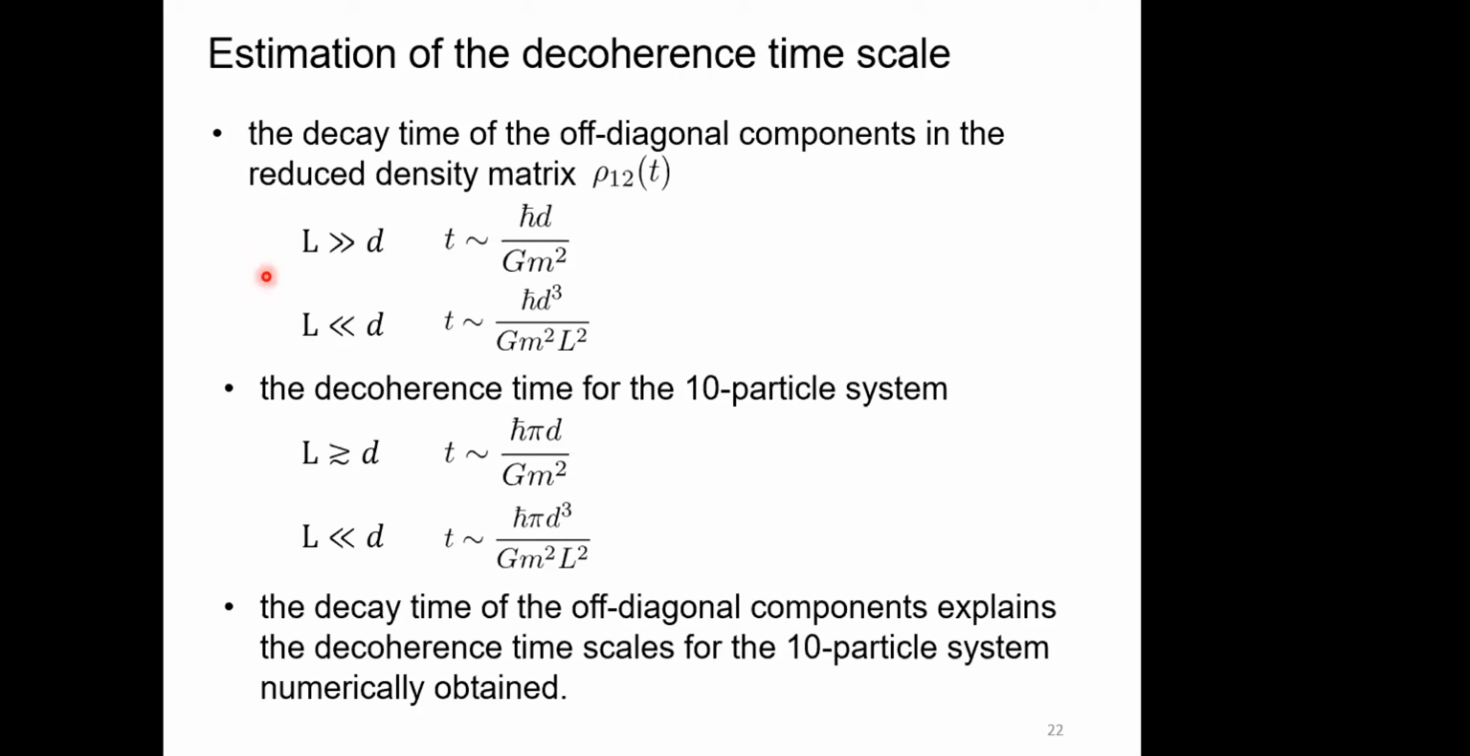On the other hand, the decoherence time for a 10-particle system is estimated by this form. And the decay time of the off-diagonal components explains the decoherence timescale for the 10-particle system numerically obtained. The decoherence time does not change so much even if the number of particles increases by more than 10.